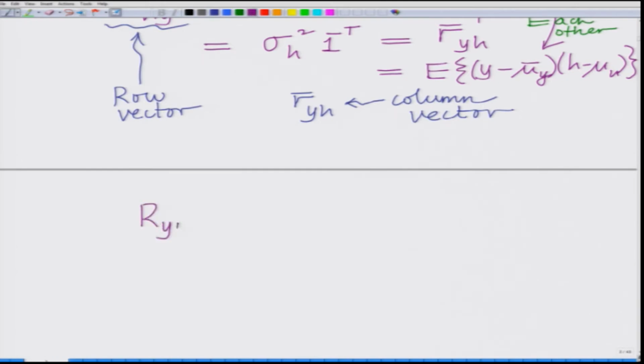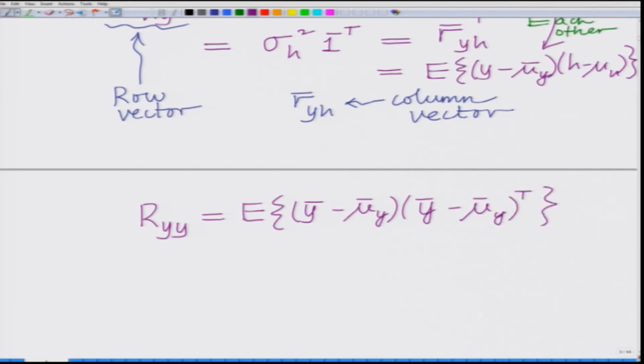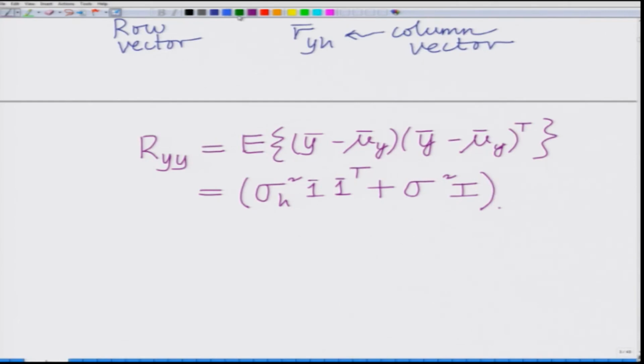Okay. Now, we have one more quantity, remember the covariance of y, r y y, this is going to be a matrix. This is going to be the expected value of y bar minus mu bar y into y bar minus mu bar y transpose, which we already derived as sigma h square 1 bar transpose plus sigma square times identity. What is this quantity? This quantity is the covariance matrix.